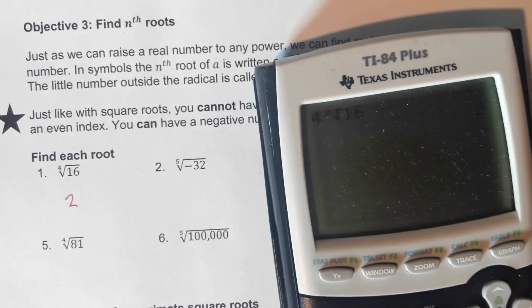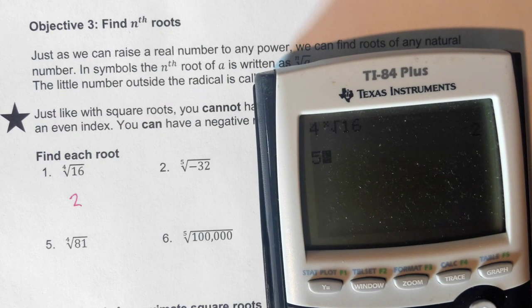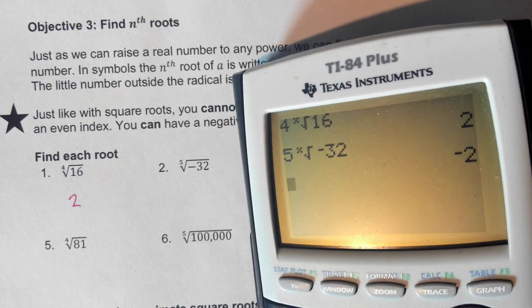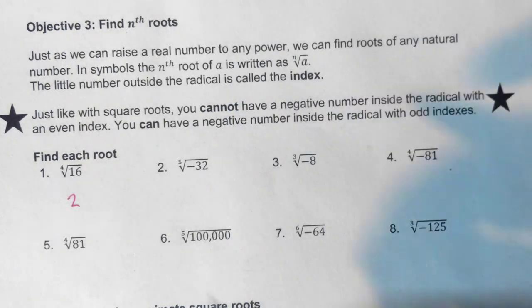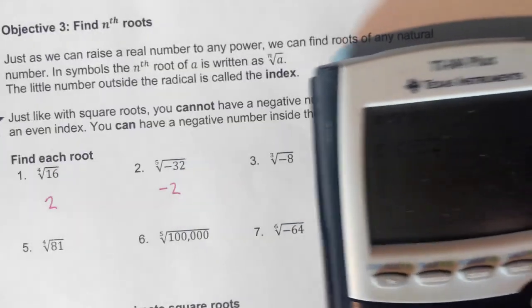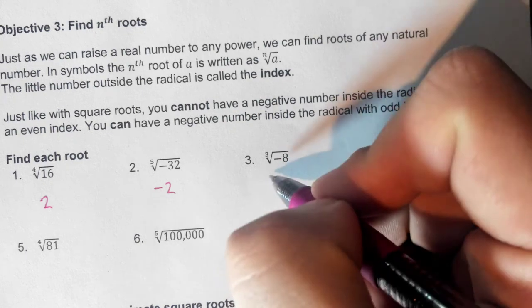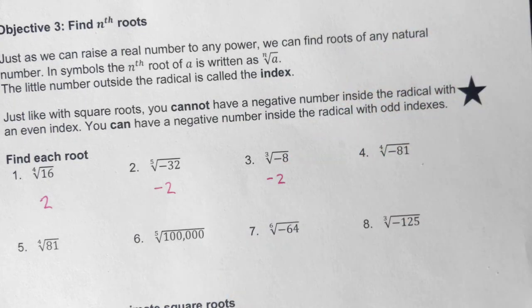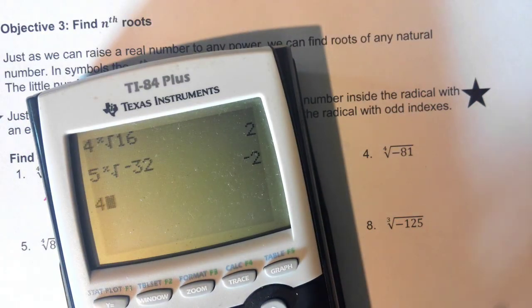All right, fifth root of negative 32. So again, let's practice that. 5 for the fifth root. Then you're going to hit that second button. I don't have the calculators that I use at school. I just have my good calculator here. The fifth root of negative 32 is negative 2, because negative 2 times negative 2 times negative 2 times negative 2 times negative 2 is negative 32. The cube root of negative 8, we should know that one. It's negative 2. The fourth root of negative 81, we'll just type that one in again.